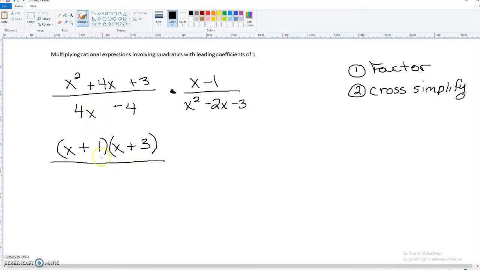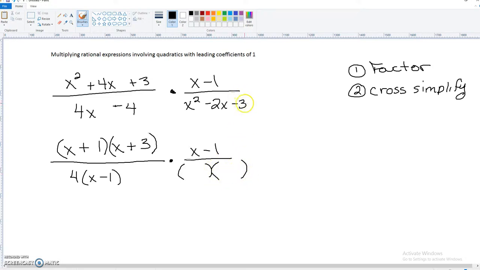Okay. Now, the denominator, looking at both 4x minus 4, we see that we can take a 4 out. So we're taking a 4 out. We've got x minus 1. We're going to bring down our multiplication. Now, this numerator here is already simplified, so we don't have to do anything else there. But the denominator does need to be factored.